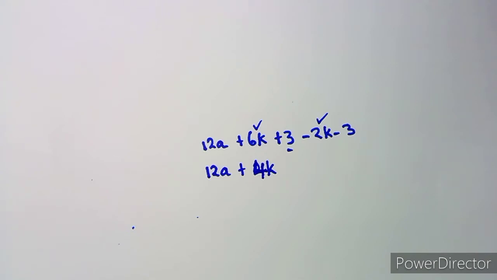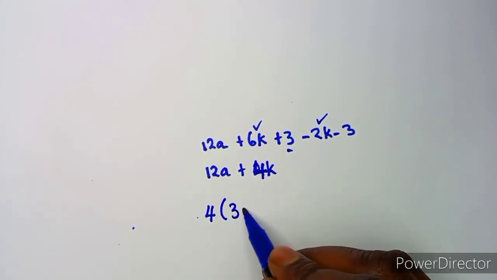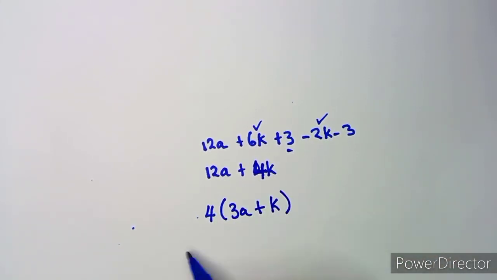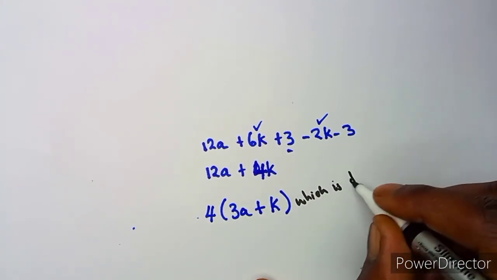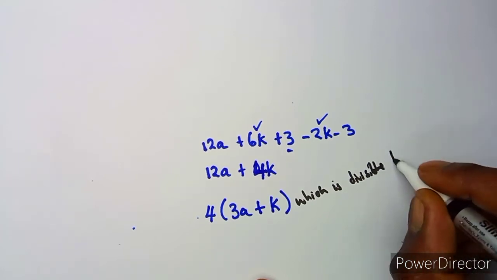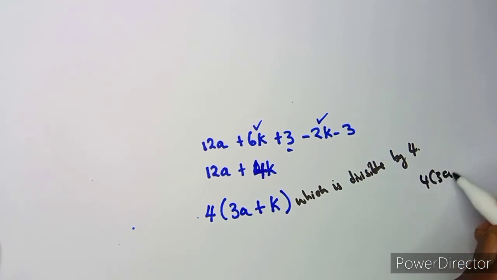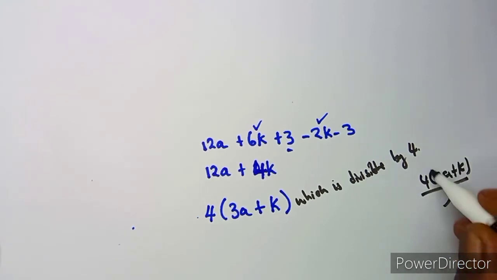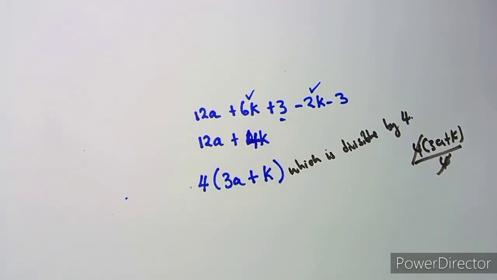And is this statement divisible by 4? Let's cross check. If we factor out 4 here, we can have 3a plus k. And if we had to cross check, if we divide by 4, it's divisible by 4. So this is actually true, which is divisible by 4. Exactly, because if you divide by 4 here, 4 into 3a plus k, this will cancel. So it's divisible by 4, guys, as you can see. So that is what you're going to have, and you obtain an exact value.